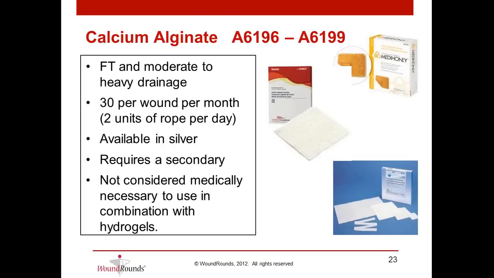The guidelines for reimbursement are full thickness wound, which by definition includes your stage 3, stage 4, and unstageable pressure ulcers, with moderate to heavy drainage documented. The allowables are for up to 30 pieces per wound per month. And remember that frequency and amount of product supplied is dictated by the frequency of change recorded in the documentation and on the TAR.